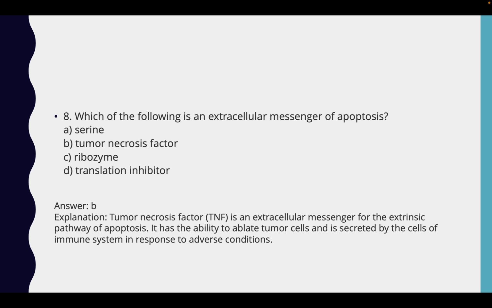We have TNF related apoptosis inducing ligand also, which is TRAIL, and FAS, which we talked about, the FAS cell surface death receptor. Okay. So these death receptors are transmembrane proteins with cysteine rich extracellular domains. तो यहाँ पर एक्स्ट्रासेलुलर मैसेंजर जो है वो TNF है, ट्यूमर नेक्रोसिस फैक्टर. It has the ability to ablate tumor cells and is secreted by the cells of the immune system in response to adverse conditions.